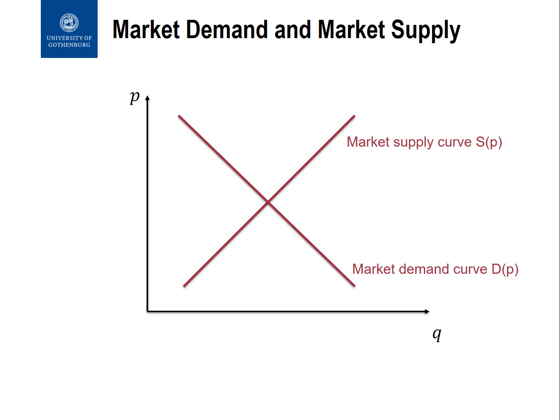So here are the market supply curve that we denote by S of P and the market demand curve that we denote by D of P. Where the two curves intersect is called the market equilibrium. Here it intersects at price P star and quantity Q star.